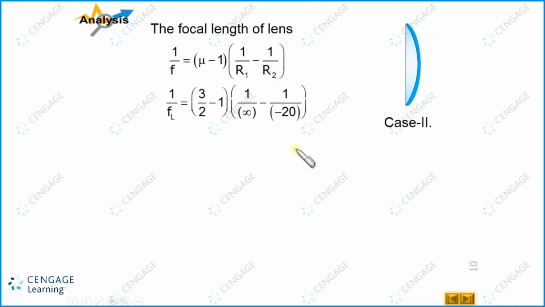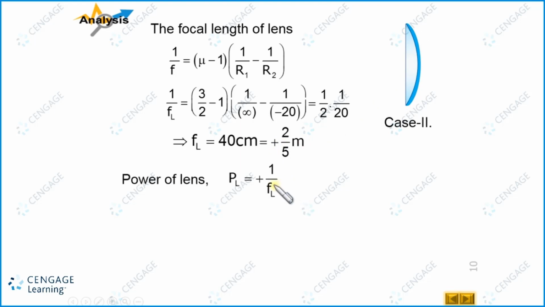So let us substitute the values. After calculation, this is equal to 1 by 2 multiplied by 1 by 20, that is 1 by 40. That means the focal length of the lens is equal to 40 centimeter. In meter, if we divide by 100, that is equal to 2 by 5 meter with a positive sign. Now let us calculate the power. Power of the lens equal to 1 upon focal length with the positive sign and the focal length equal to 2 by 5 meter.